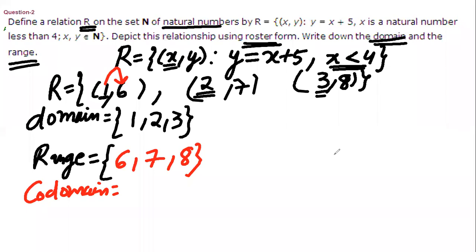Garvit, Sethi. Unmute yourself and tell me what is codomain, beta. You can answer it. Codomain. Anyone? 6, 7, 8. Yeah, codomain is the complete set N. N किसके ऊपर है बेटा? Natural number के ऊपर है.